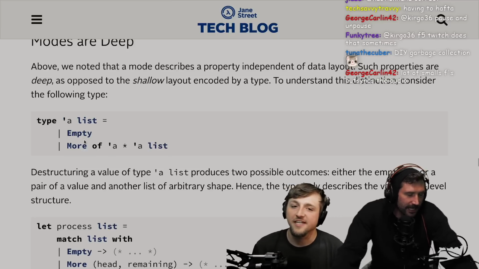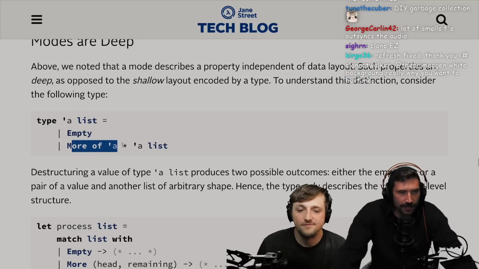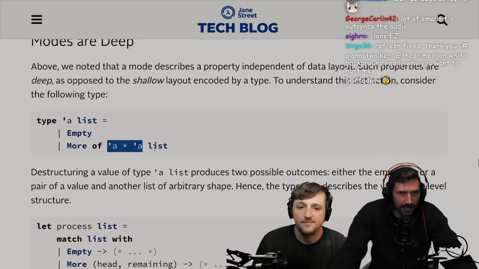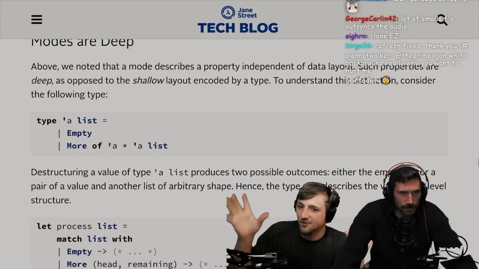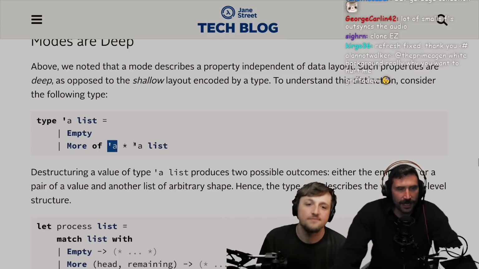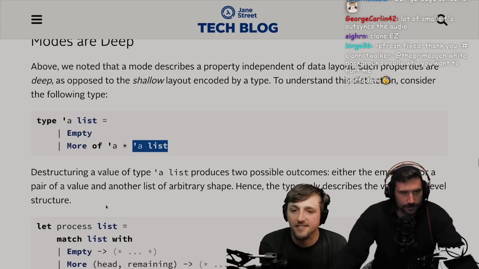So you just think of it as a generic. Generic T is either empty or more of A, or a tuple. Is that a tuple of A? Yeah, so it's like the head and then the rest of the list, which could be empty or it could be more list. Okay, right. Head and rest of the list. So you're creating a tuple that gets deeper. Yeah, it's just a linked list, basically, right?